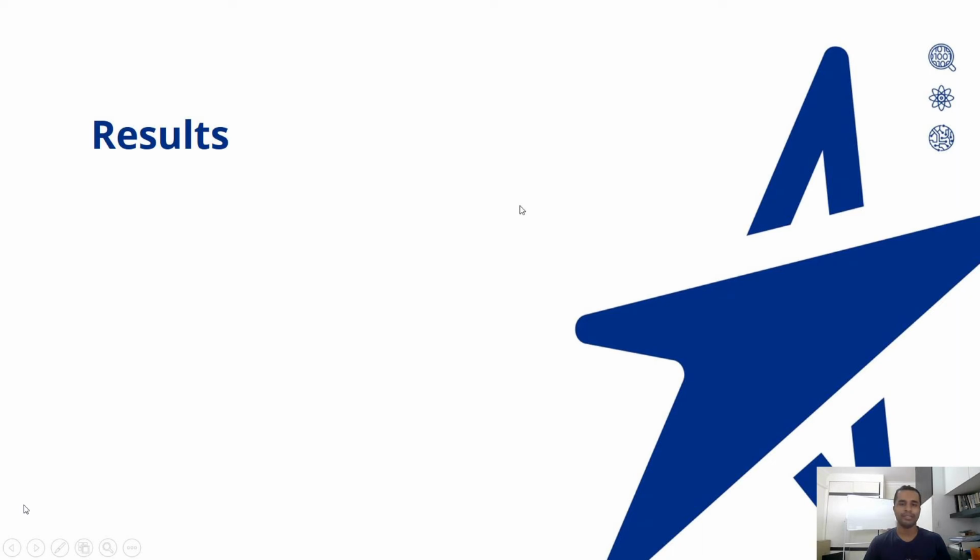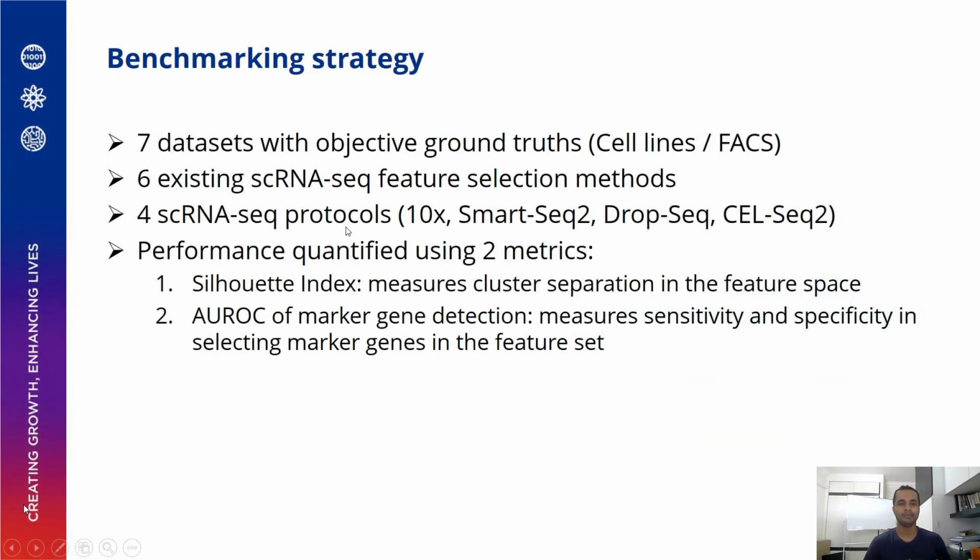Now, to determine whether our strategy worked, we devised a benchmarking strategy that involved 7 data sets with objective ground truths, either cell line or FACS-sorted data, comparing against 6 existing feature selection methods spanning 4 protocols, so 10x, SmartSeq, DropSeq, and CelSeq. The performance was quantified using 2 metrics. First, silhouette index to measure cluster separation, and second would be the AUROC of marker gene detection.